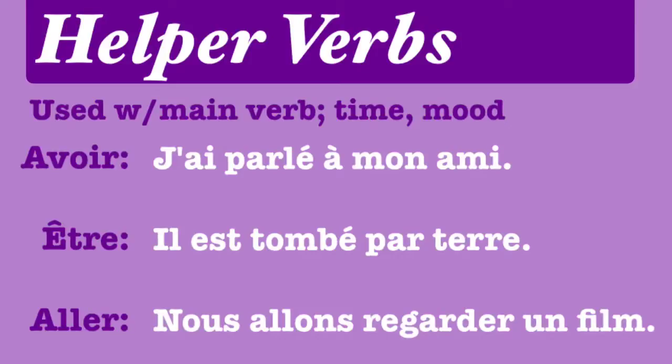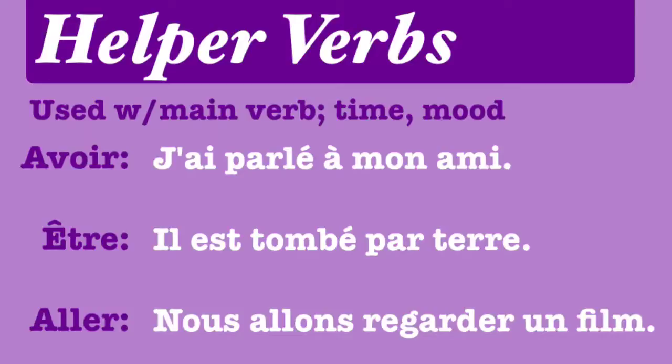In the next example, we have être as our helper verb. Il est tombé par terre. He fell on the ground. Our main verb is tomber, which means to fall, and tomber happens to be one of the 20 or so verbs that are conjugated with être in the past tense. So again, we're using être as our helper verb, est, pronounced e in this case, which is conjugated in the present tense, and then we have tomber in the past tense, and that gives us to fall in the past tense. Il est tombé, he fell.